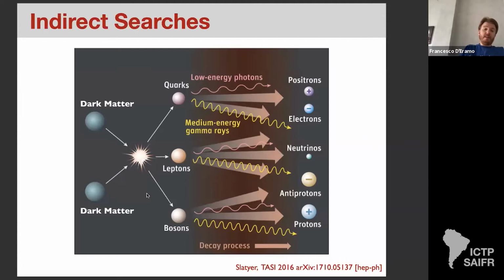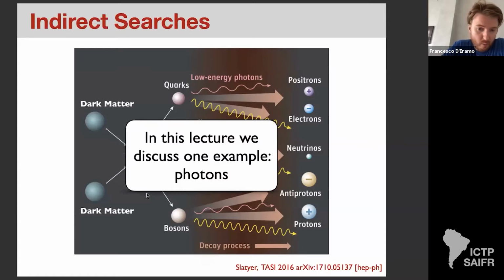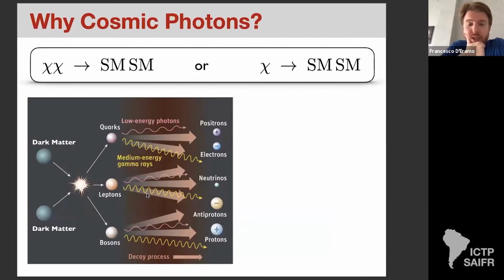So I could easily teach 4 or 5 lectures only on indirect detection. So since this is just an overview, I want to focus on one example. The one of photon final states, okay? So we will discuss the case when the instrument that we use to detect the flux of these particles is detecting photons. So here is again the figure, and I also put something that I believe I said yesterday.